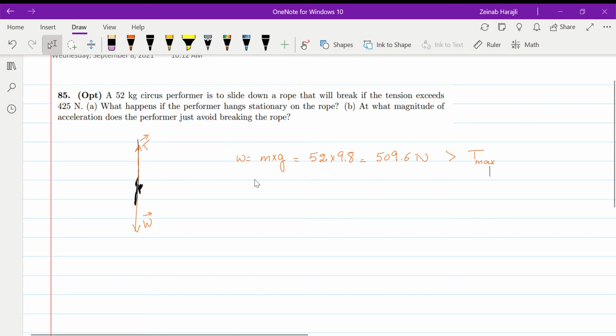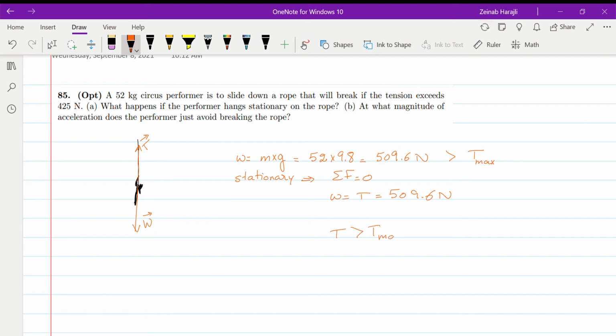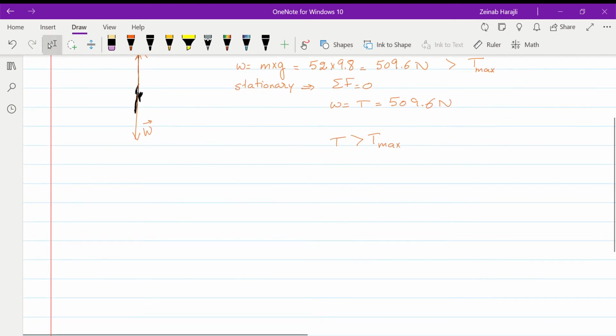And here, of course, since he is hanging stationary, this means that the sum of forces should be 0, and then the weight is equal to the tension, which is equal to 509.6 newtons. So T is greater than the maximum tension that this rope can hold, and this means that the rope will break.